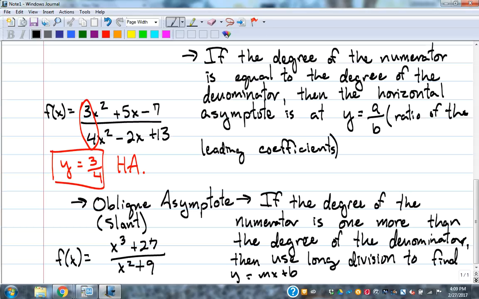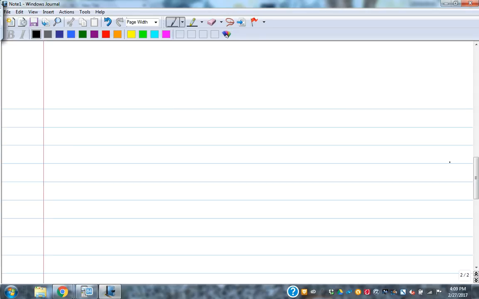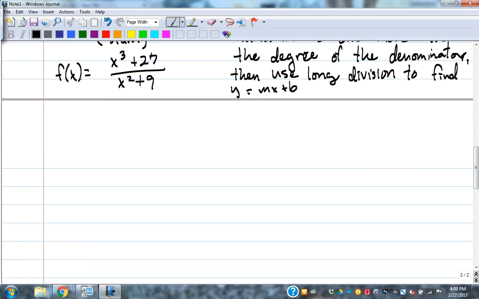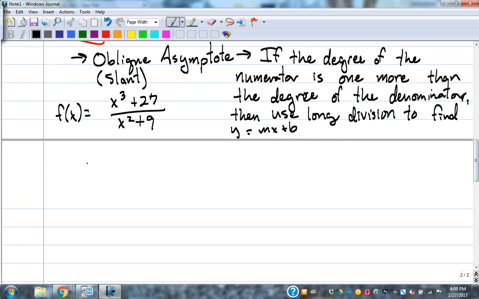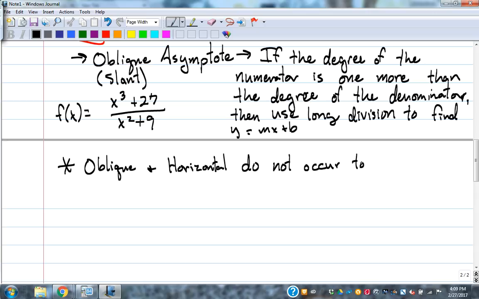Obliques and horizontals never occur together. It's important to know that if you have a horizontal asymptote, you will not have an oblique asymptote. Oblique and horizontal do not occur together.